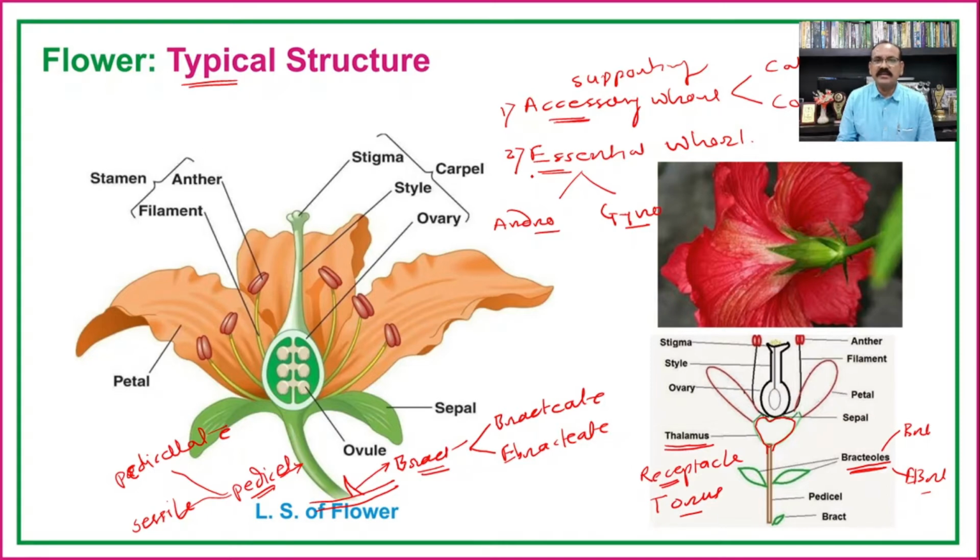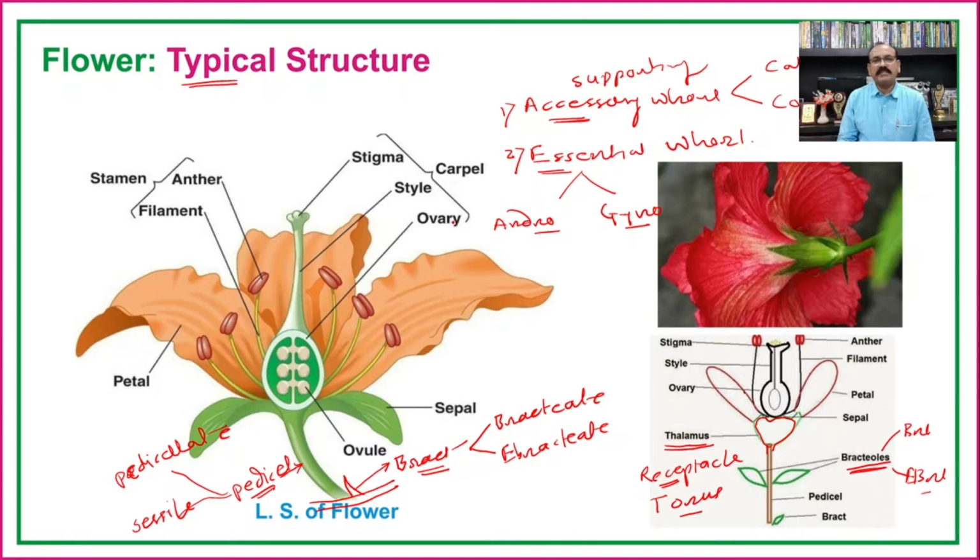If we see the definition of the flower, then it is the condensed and modified shoot which is specially designed for sexual reproduction. It indicates that the flowers which are developed in the angiosperm are special structures which are evolved for the process of sexual reproduction.